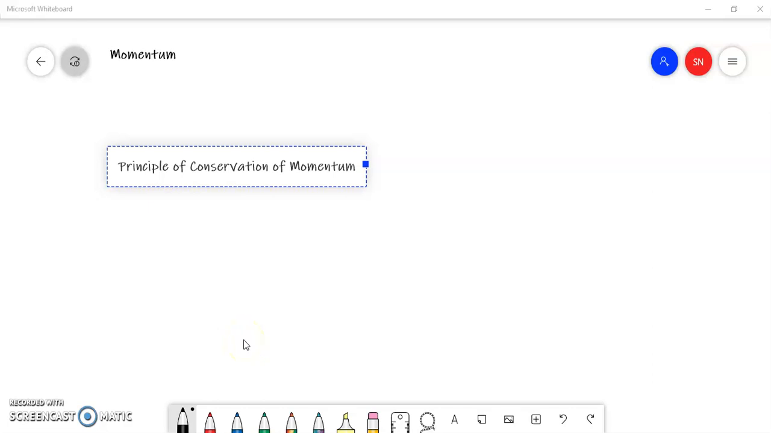Okay, so for our second video for today, we're going to look at momentum. This is going to be our next subtopic for the motion chapter. So for momentum, first of all, let's look at the concept of momentum.